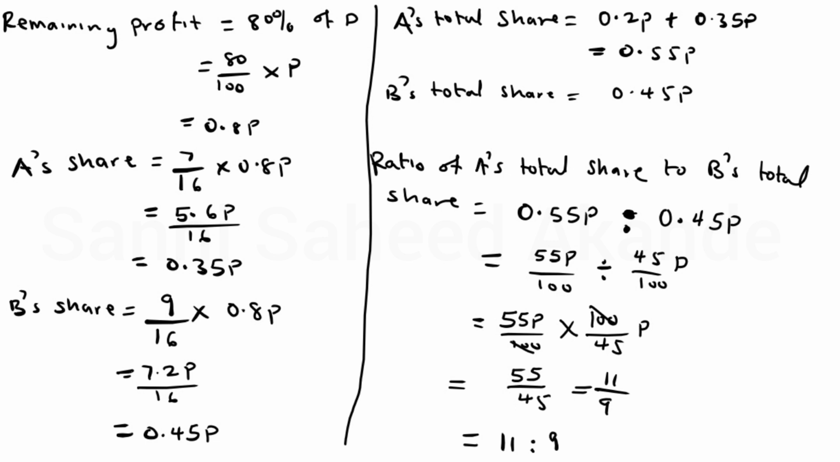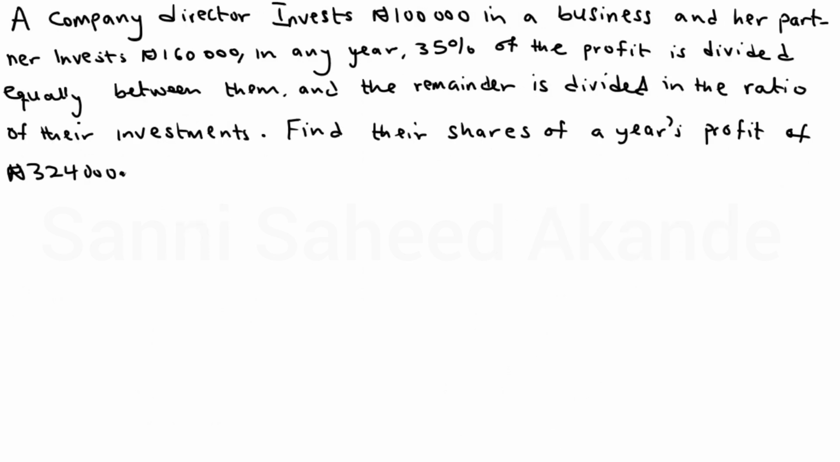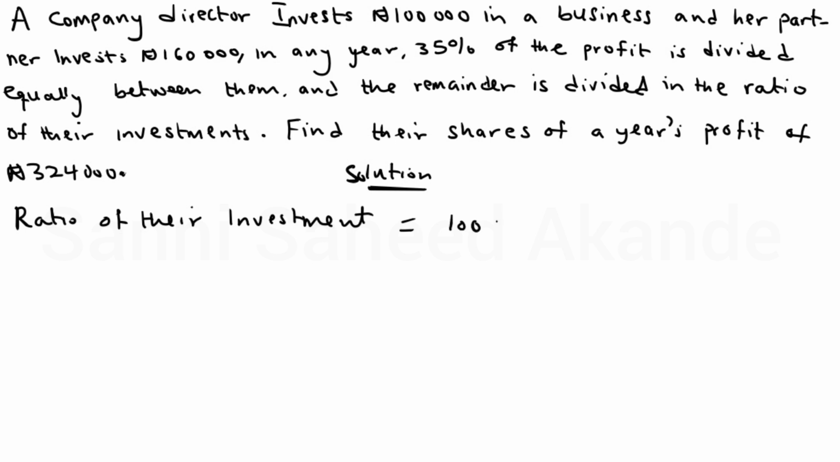Understood? Okay, so let's take a look at the second question. The second question is, as you can see it on the screen. For the solution, what we are going to do now is to find the ratio of their investments, and the ratio of their investment will be 100,000 naira to 160,000 naira.